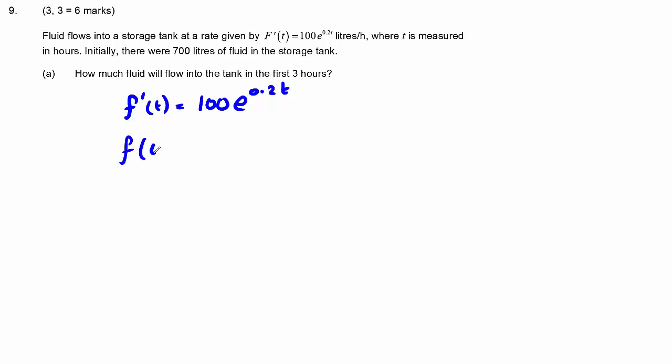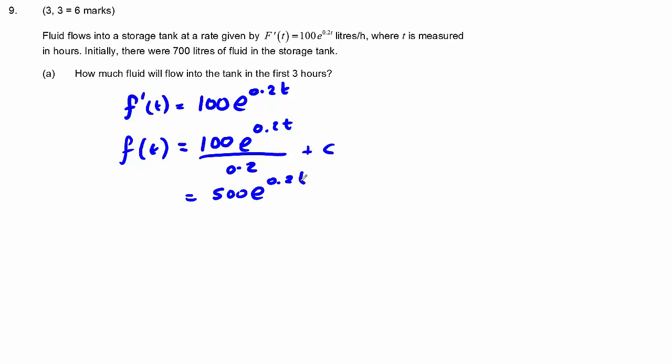So F(t), and don't forget this is a calculator paper, you could integrate this on your calculator, is 100e^(0.2t) divided by 0.2 plus a constant. So that's going to be 500e^(0.2t) plus a constant.